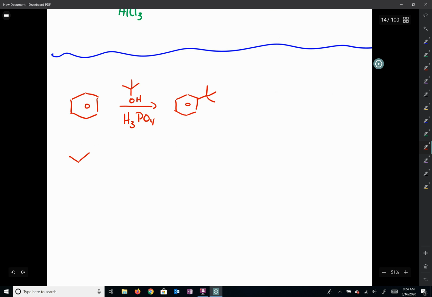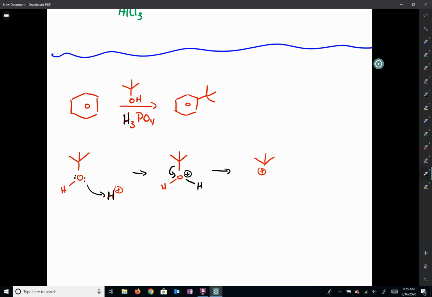And so let's go through our quick steps here then. I'm just going to abbreviate this as H plus. We'll skip drawing out the Lewis structure for phosphoric acid. That's okay. All right, anyway, here we are. Okay, protonate. This can leave. So this is all generating the electrophile here in the top step.